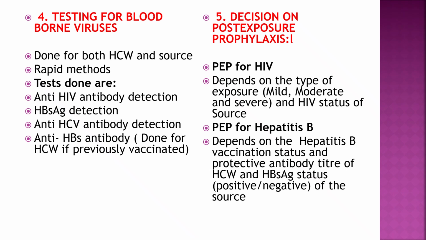The decision on post-exposure prophylaxis. For HIV, it depends on the type of exposure, like mild, moderate, severe, and the HIV status of the source. And for hepatitis B, it depends on the hepatitis B vaccination status and protective antibody titer of the healthcare worker and the hepatitis B antigen status, positive or negative, of the source.